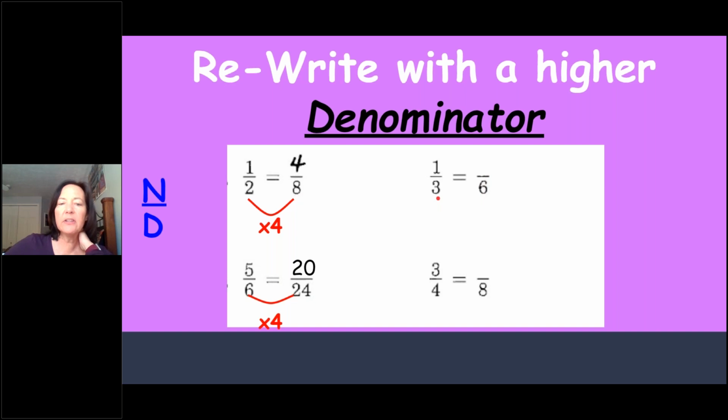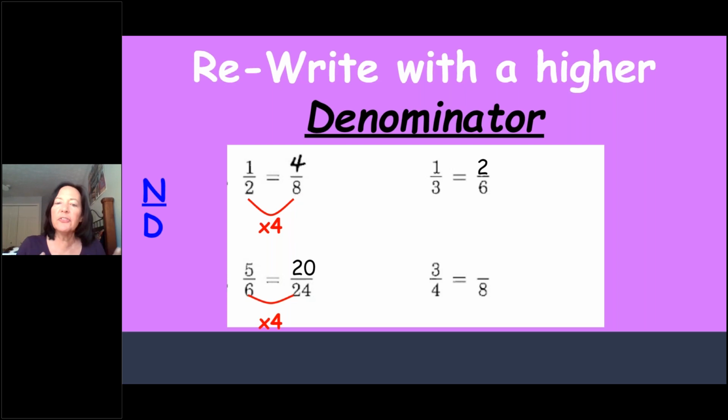Now I didn't put it in there this time. To get 3 to be a 6, what did we have to multiply by? 2. Good. So now you're going to have to do that at the top. It would be 2. That's it. 2/6. 1/3 is the same thing as 2/6.